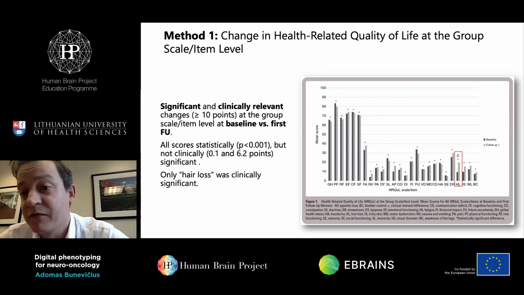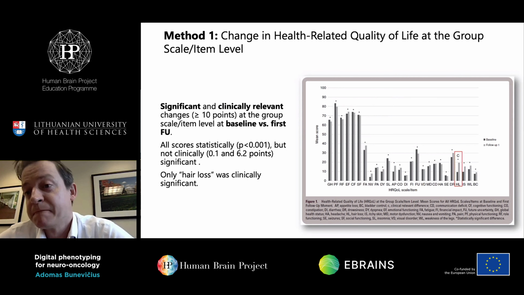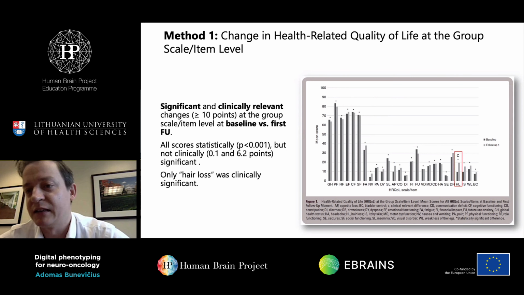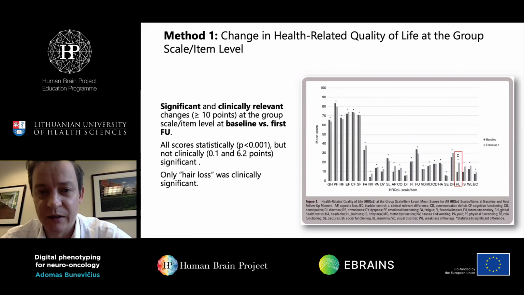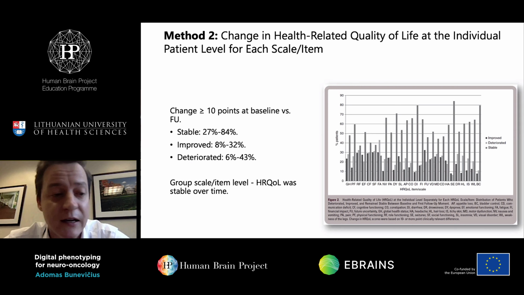Hair loss, for example, in these patients can be explained by radiation therapy. It's malignant brain tumor patients that are radiated and they lose their hair. But for the other symptoms, statistical significance does not always mean clinical significance in medicine, which should be considered as well. And they looked at the number of patients whose quality of life changed by 10 points or more. And what they found is that the majority of patients remained really stable during the course of the treatment and participation in clinical trials.